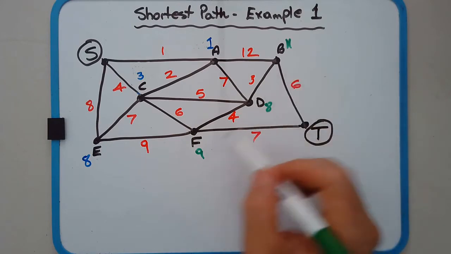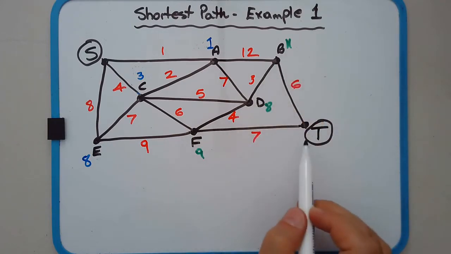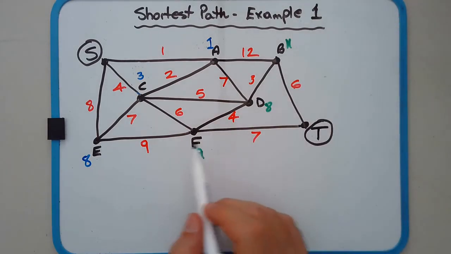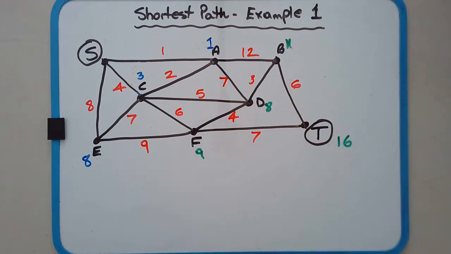Now, finally, we've determined these 3 vertices. Now to get to T, we can either go via B or via F. Okay, so 9 plus 7 is 16. We've got 11 plus 6 is 17. So 16 is it. Okay. Hope that makes sense at this point.